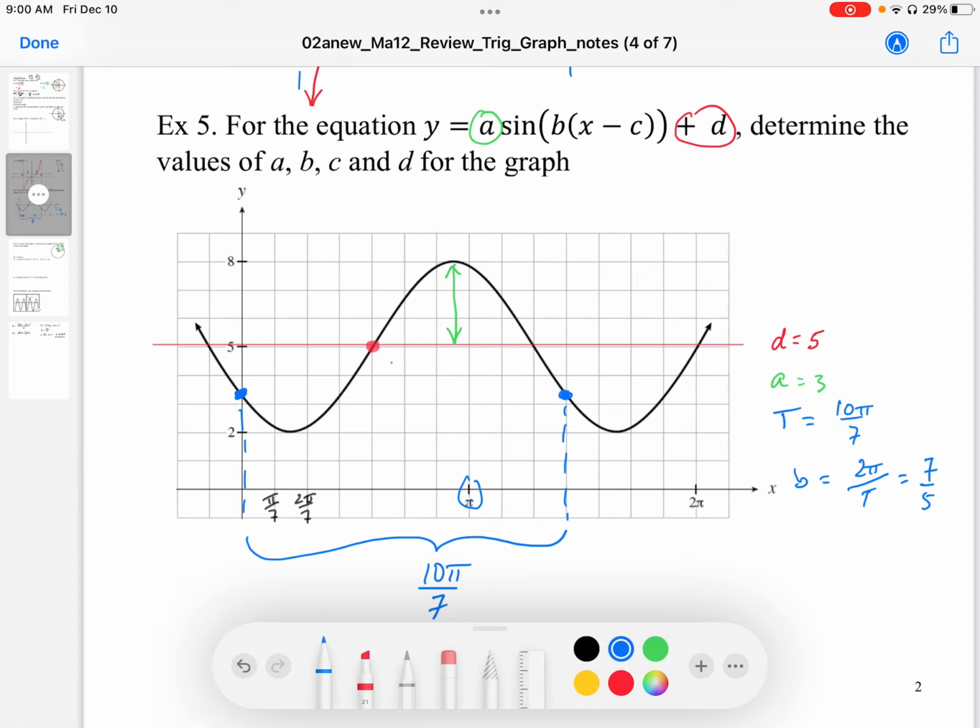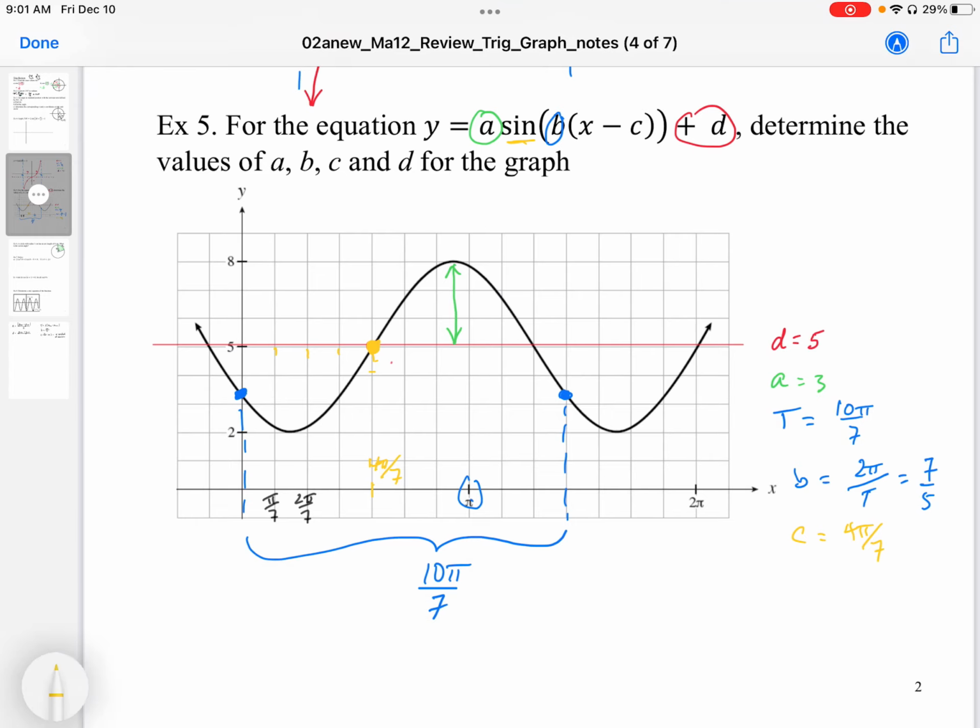Once I've established that, for the C value we're going to use the starting point here. Since it's a sine graph, we're going to start in the middle, at that position there. If that position is in increments of pi over 7, I go 1 pi over 7, 2 pi over 7, 3 pi over 7, 4 pi over 7. So that position here is 4 pi over 7, and that becomes my horizontal shift.